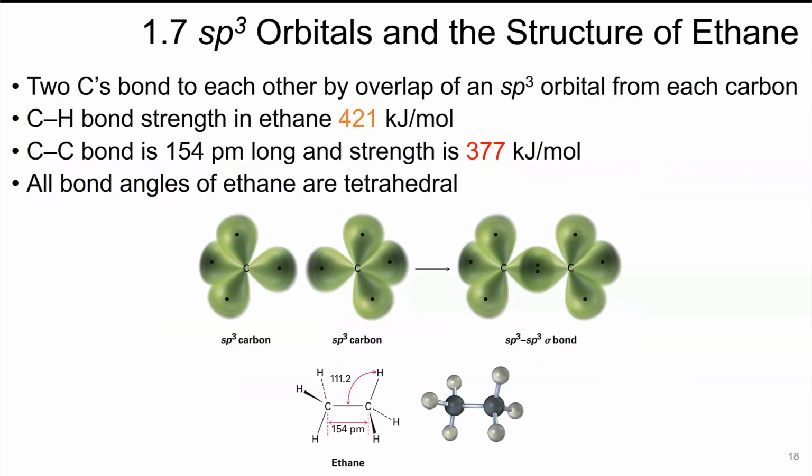If we have two carbons that are bonded together by overlap of an sp3 orbital from each carbon, that is what we see in ethane. So a CH bond in ethane is 421 kilojoules per mole, while the carbon-carbon bond is 154 picometers long and is slightly less strong at 377. All of the bond angles of ethane are tetrahedral. So this bond here is 109.5. So we have the two carbon sp3 atoms come together to combine to form the sp3 sigma bond. And then we have the ethane here in the Kekulé structure and then the ball and stick figure. So you can see the different bond lengths here.